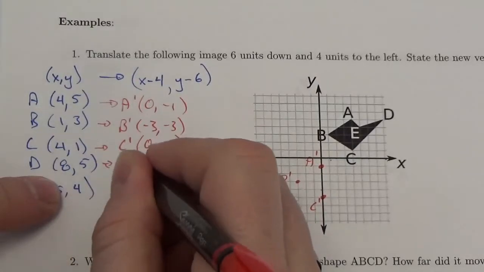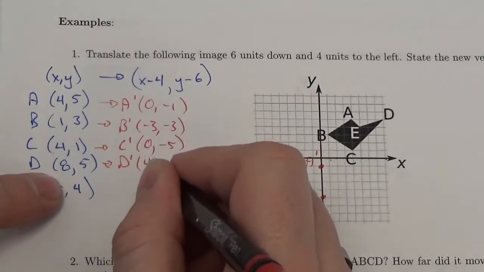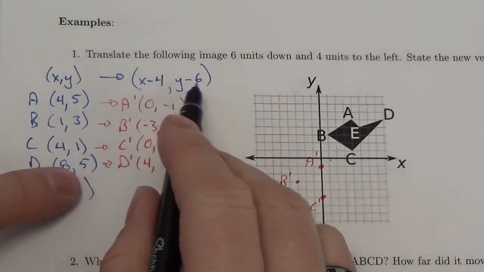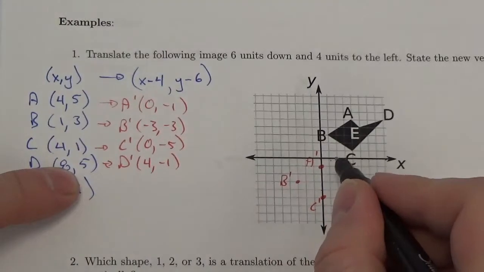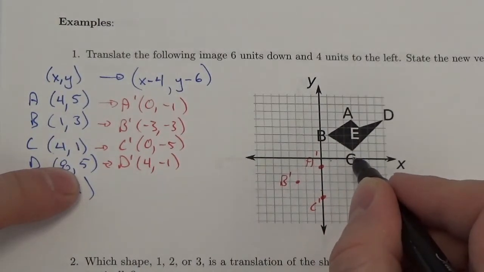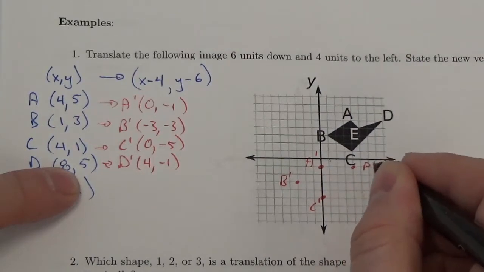D, to get my new D value, it'll be 8 minus 4, which is just going to be positive 4. But then 5 minus 6, so again, the negative 1. So 1, 2, 3, 4. And then this is going to go down 1. So D is going to be right here.